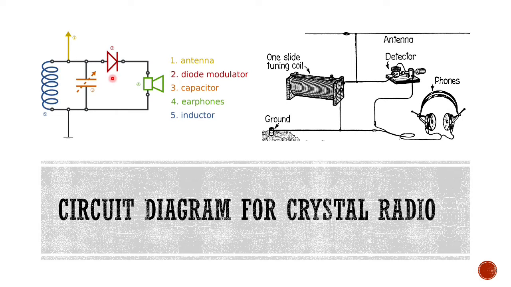Circuit diagram for crystal radio. The crystal radio consists of the antenna, an inductor, a capacitor, a diode modulator, and a speaker.